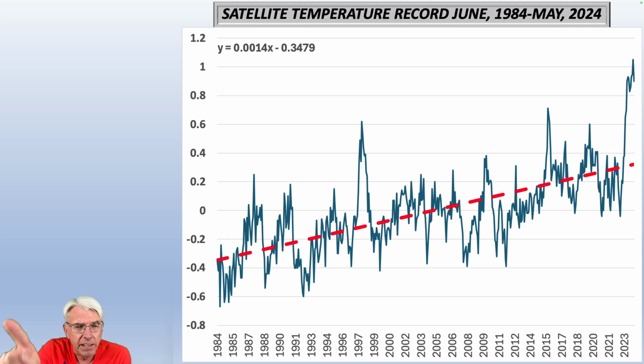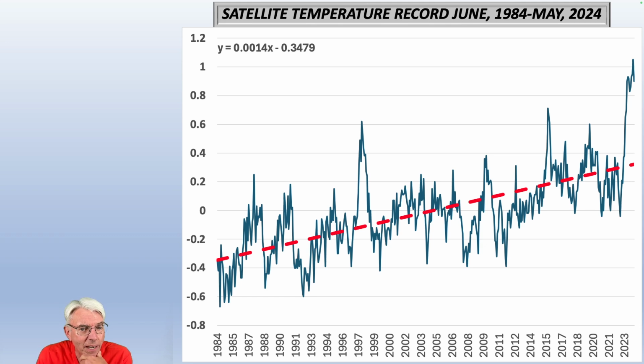Now, here's the record. What I did was I wanted to go back and split the last 40 years into equal 10-year periods, okay? So we're starting off June of 1984 and we're ending in May of 2024. Obviously, lots of ups and downs, but if you put a linear trend line on that data, that red dotted line there is what you get.